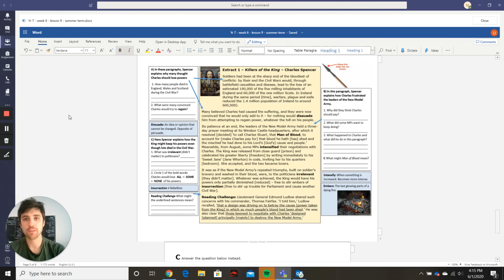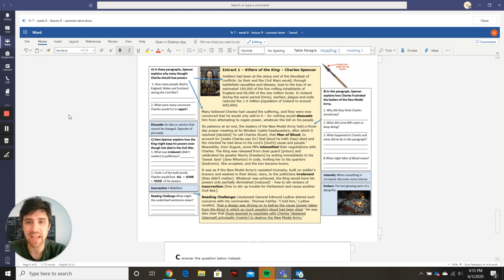Okay, once you've finished that, the last main task for today is some reading. Now, really excitingly, I'm giving you an extract to read from a real historian. His name is Charles Spencer, and it's from a book that I read recently, actually, called The Killers of the King, that's all about why Oliver Cromwell and his supporters made the decision to put the king on trial and execute him in January 1649.